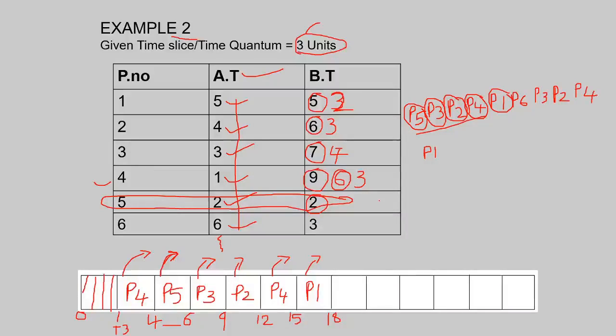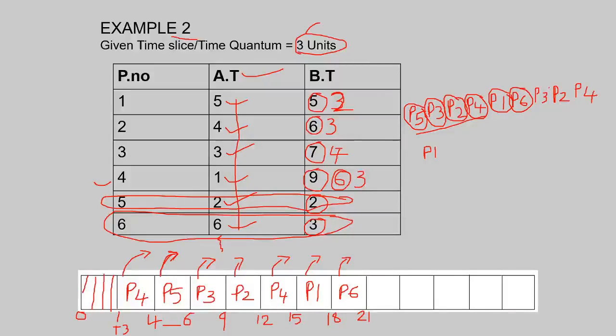Now next process which you are going to select is P6. So allocate the process P6 to the CPU. Now P6 is going to take 3 units here. Only 3 units. So it is going to complete its full execution. So 18 plus 3, it is going to be 21. Now P6 has completed its full execution. So don't put P6 into the queue now. It has finished its full execution.